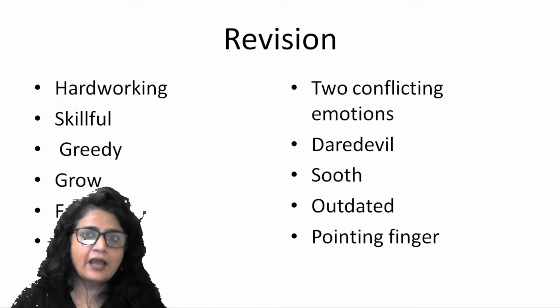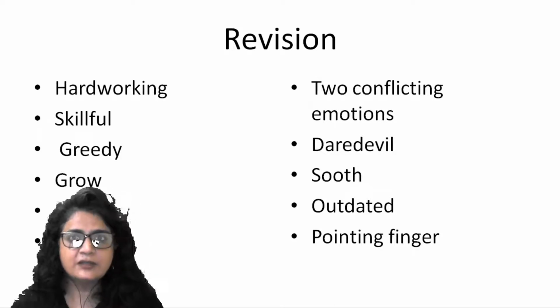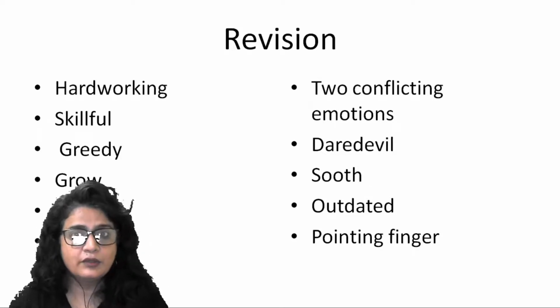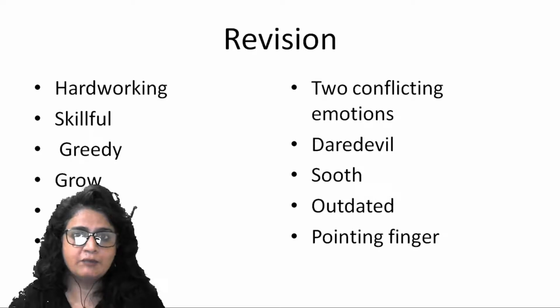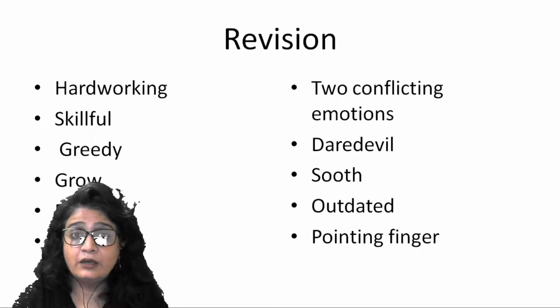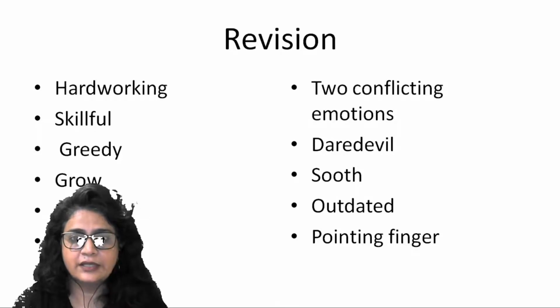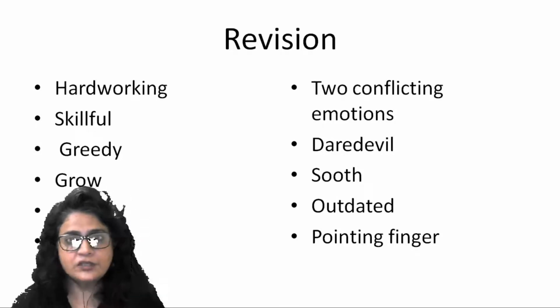Right? You feel sad, you feel good. You hate somebody, you love somebody. So that is ambivalent. I give you another word, ambivert. Somebody who is extrovert and introvert, who shows both tendencies of extrovertness and introvertness. Daredevil is audacious, right? Somebody who shows uncalled for bravery, right? So that is daredevil. Audacious will be the word.